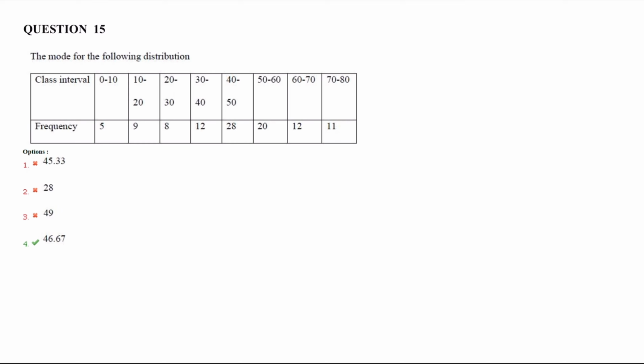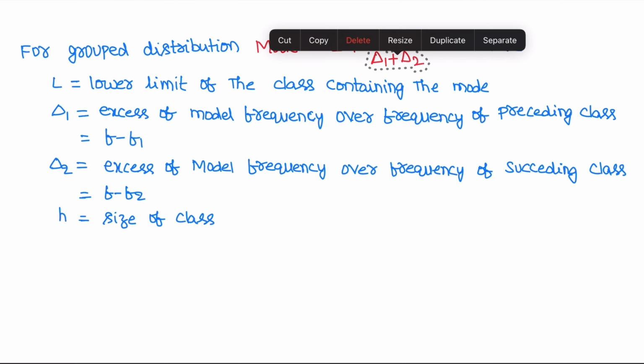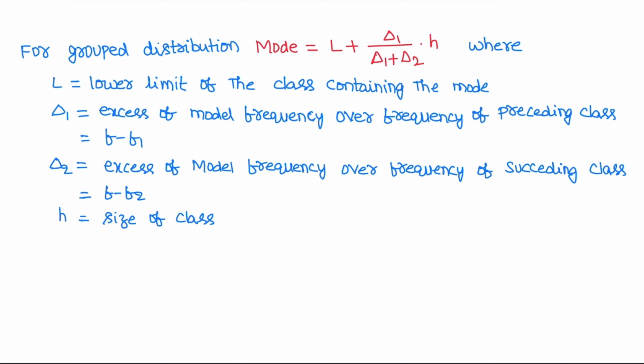Question number 15. So we need to calculate the mode. For a grouped data, mode is equal to L plus delta 1 by delta 1 plus delta 2 into H, where L is the lower limit of the class containing the mode. Delta 1 is the excess of modal frequency over the frequency of the preceding class, that is f minus f1. Delta 2 is f minus f2, the frequency of the succeeding class. H is the class size.